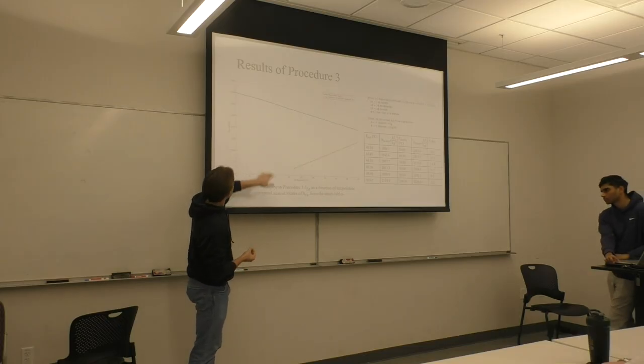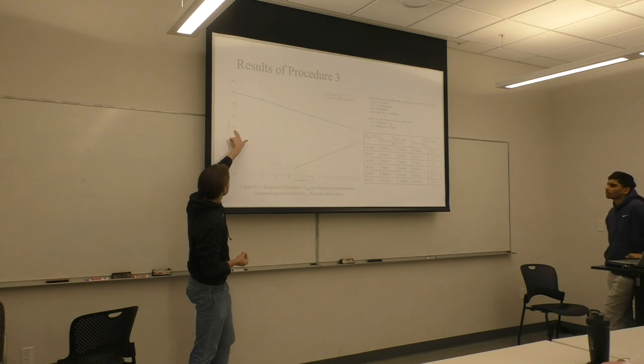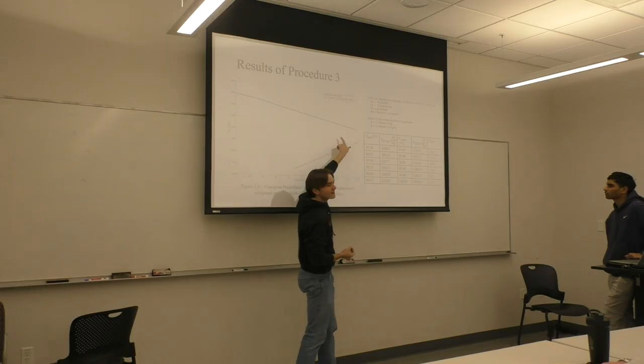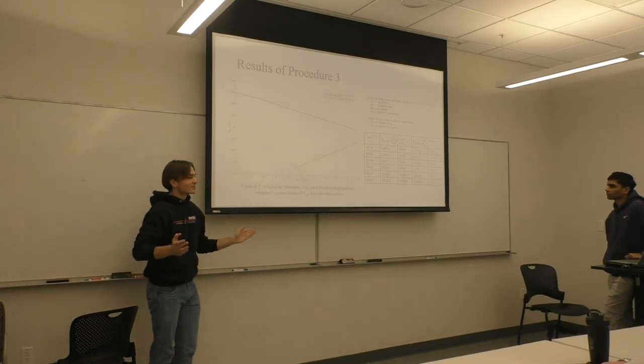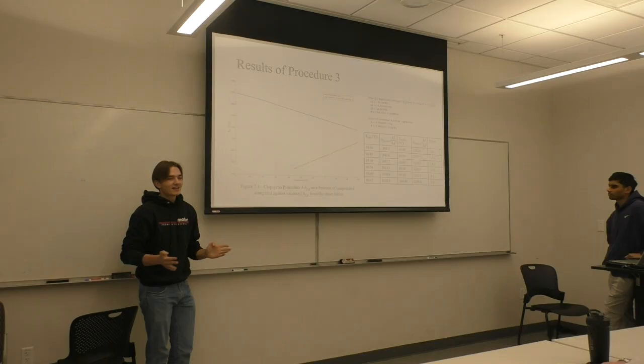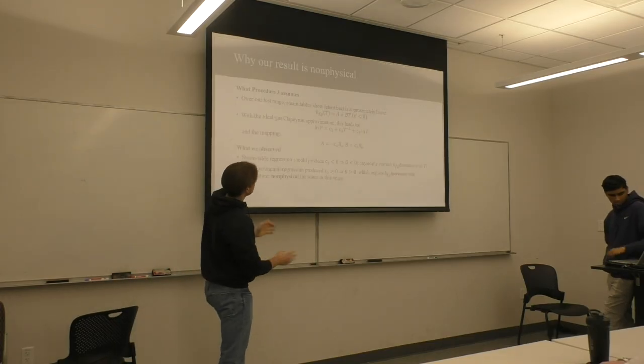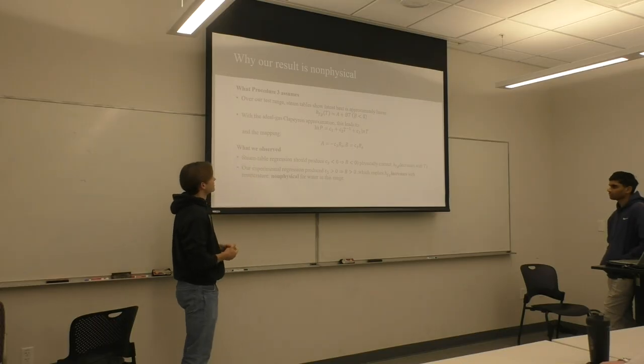If you look at this 2200 kilojoules per kilogram, it kind of looks like it's symmetric around that point, which you could say, flip the slope and add an offset, but that's kind of unethical, so I decided not to do that. So if you go to the next slide, it's just talking a bit about why our result is actually non-physical.